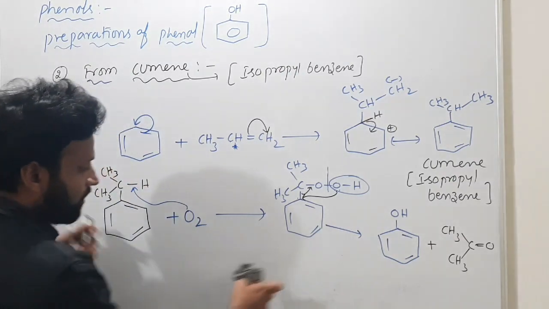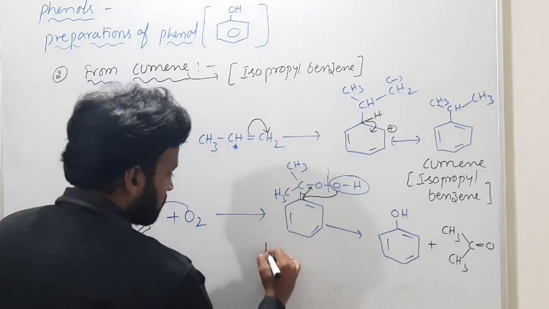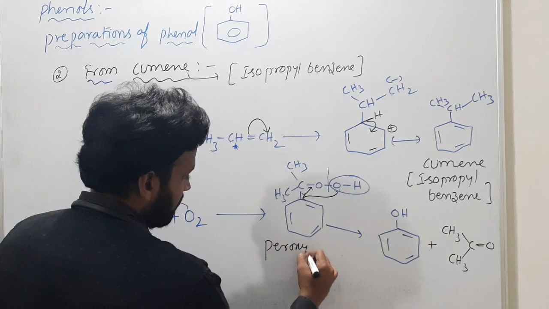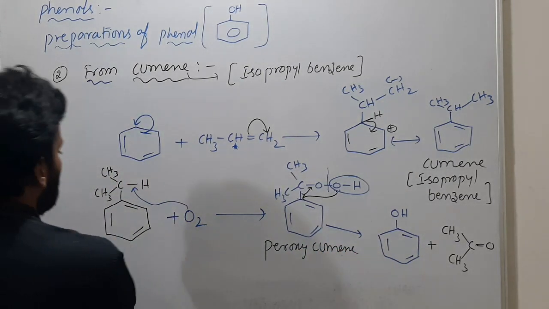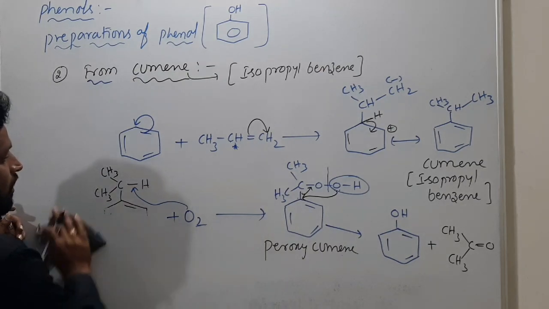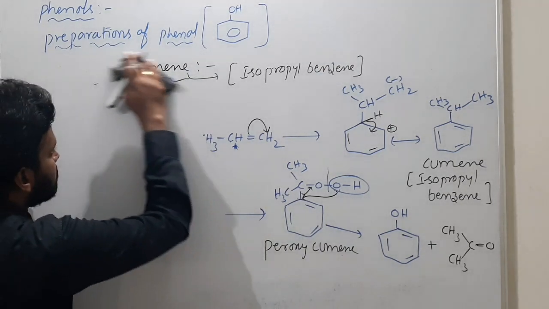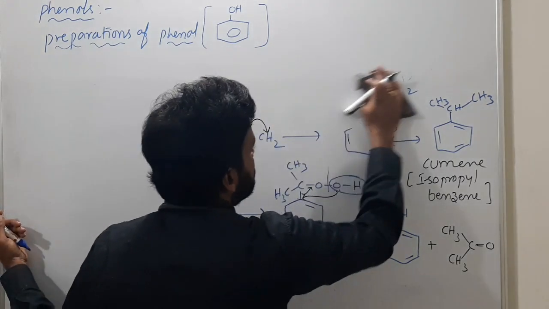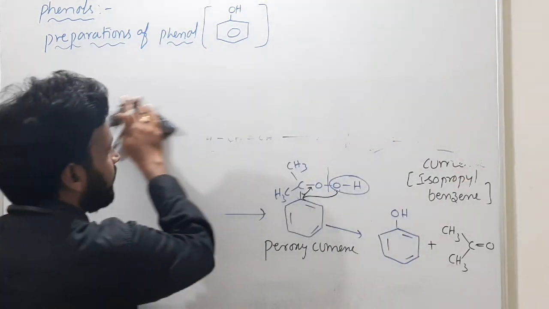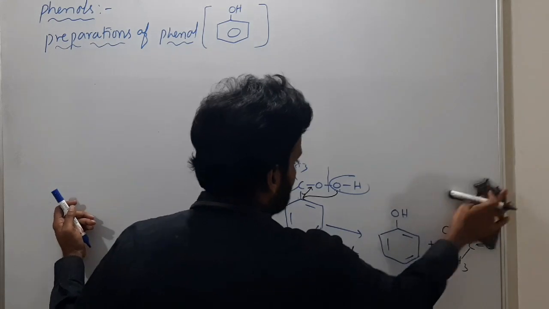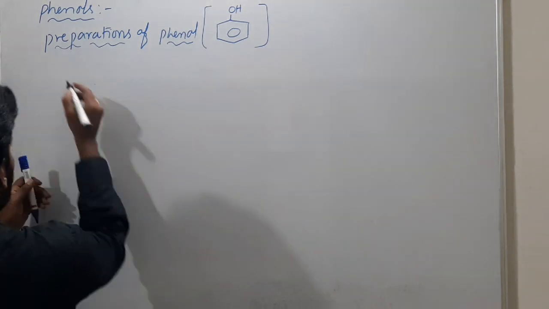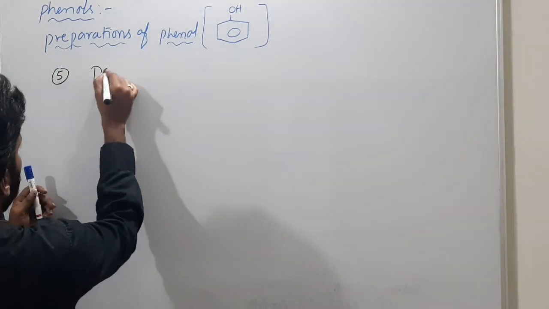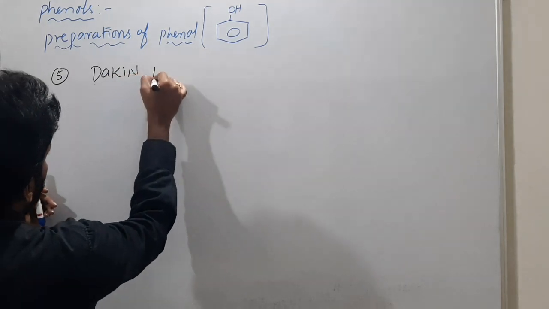Here, if you want, you can write down the name also. What is this? Peroxycumene. Okay, so this is about the preparation. So we have had four preparations till now: one from chlorobenzene, one from benzene diazonium chloride, one from benzene sulfonic acid, one from cumene, and last and final, the Dakin process.